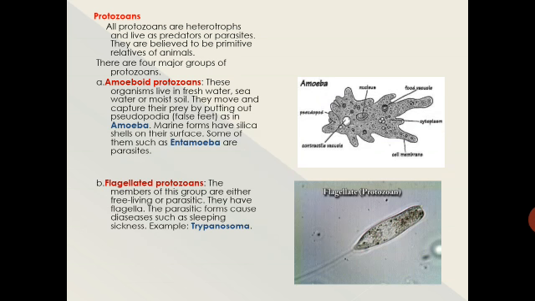Coming to the next, flagellated protozoans. They possess flagella. The members of this group are either free living or parasitic. The parasitic forms cause diseases such as sleeping sickness. Example is Trypanosoma. Because they possess flagella, they are named flagellated protozoans.